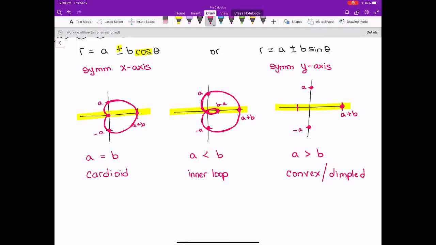I guess I still could mark this as B minus A, because in this scenario, B is smaller than A. So B minus A would put me at the negative value out here. And depending on the problem, it might be a little dimpled, or it might just kind of flatten out. It's just depending on the difference between those two values. So I'm going to give you different scenarios of each type where you can practice that and you can see.